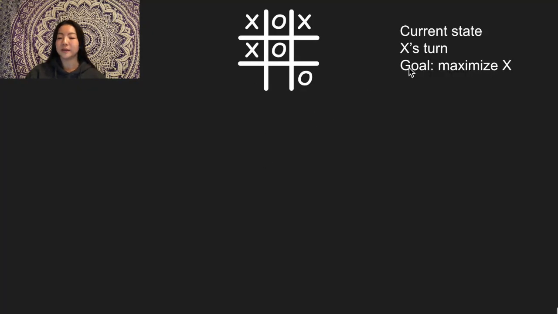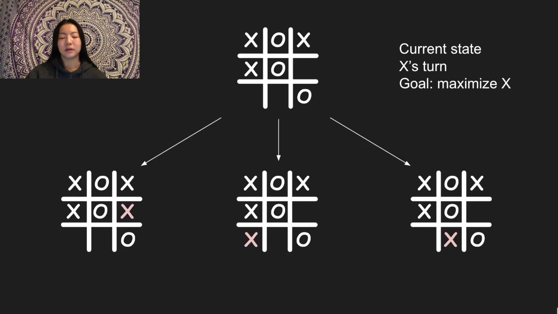Now let's take a look at an example using a partially completed game of tic-tac-toe. So in this current board, it's X's turn. And obviously the goal is to maximize X since we want to win. So the first step is to put down an X in every single possible potential move. You'll notice that in the middle, we actually won the game because we formed 3 in a row.